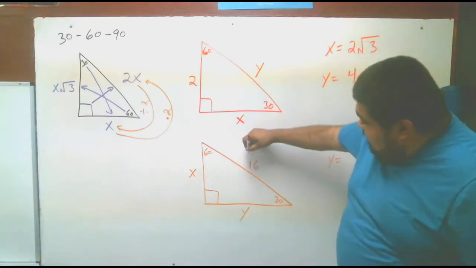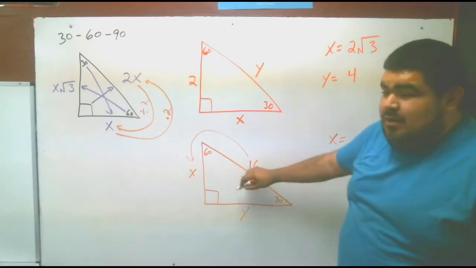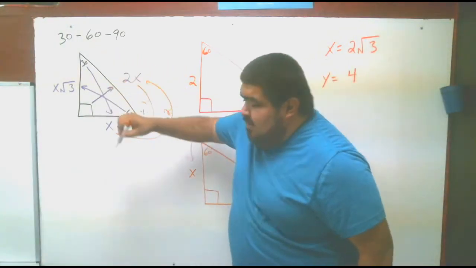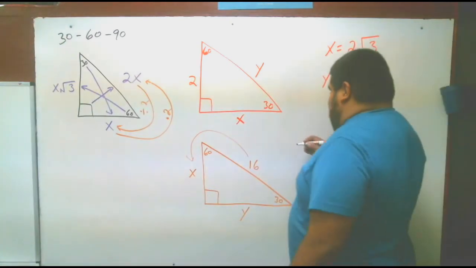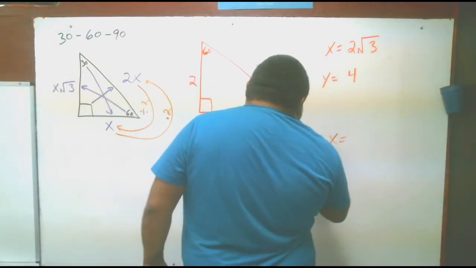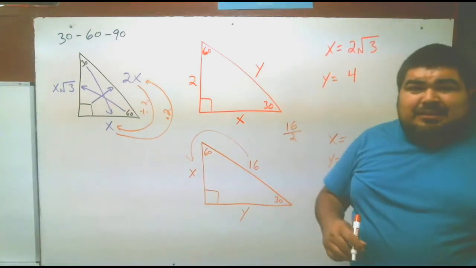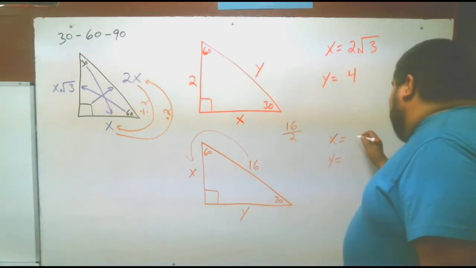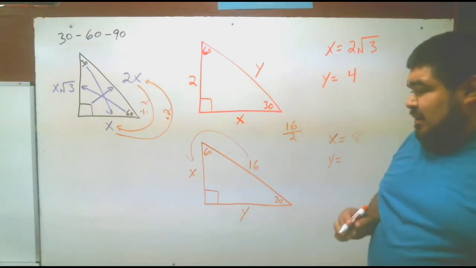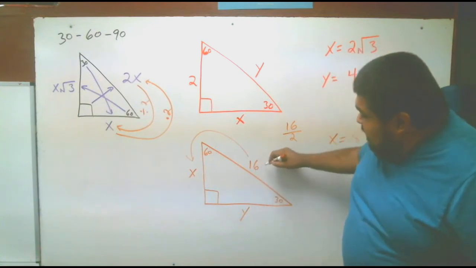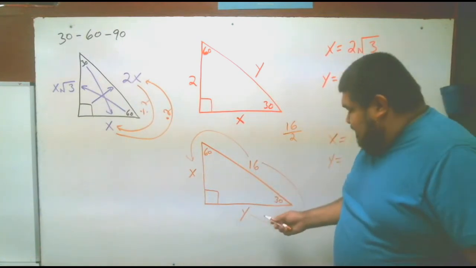Since we're going from 16 to x, and x is across from 30 degrees, so it's just the number, we're dividing by 2. So 16 divided by 2. 2 can go into 16 8 times, so therefore x equals 8. But wait, now we have to go from 16 to y.